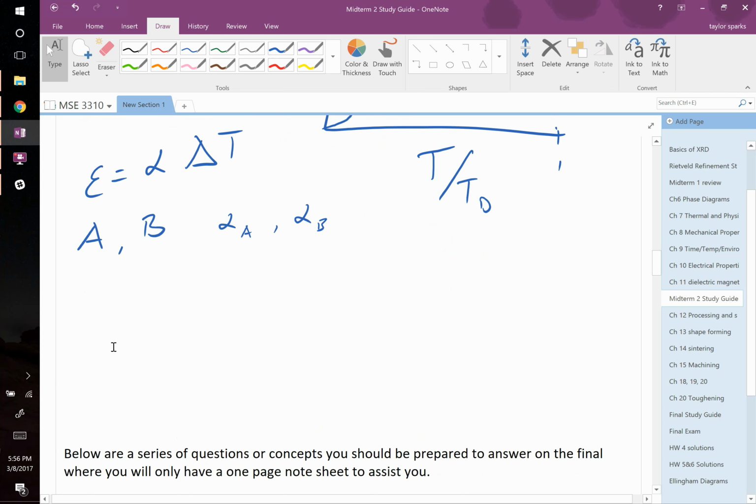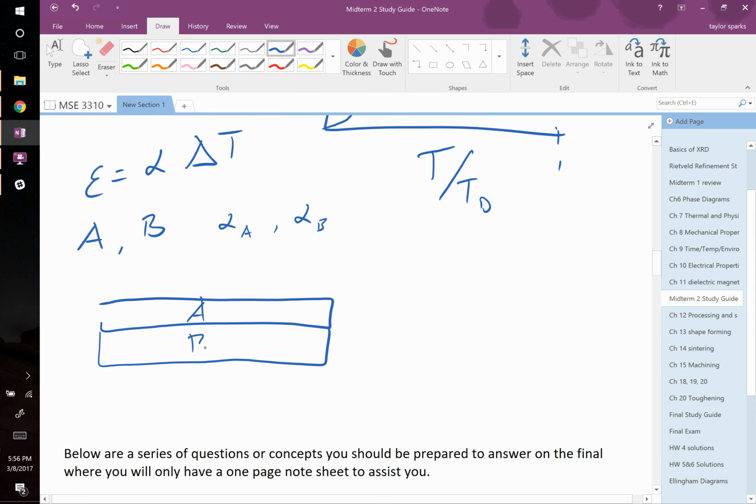Don't need that. So let's just say you've got this thing, that's A. You've got this thing right here, that's B. At room temperature, they're the same length, and you bond them together in some way. You heat them up, so you've got a delta T. What else do you need to know the stress? Yeah, you need to know the Young's modulus for each material, so you've got an E for A, and an E for B.